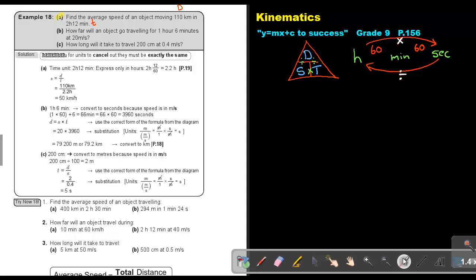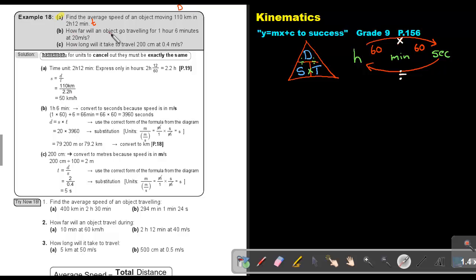Now, can I just remind you, if I want to take minutes to hours, then I will just divide by 60. So I will take that 12, I will divide it by 60, and then I will add the hours, and that will give me 2.2 hours. So look, if I want to work out speed, it's distance divided by time. So take your distance, divide it by the time, which is expressed only in hours, and that will give you 50 kilometers per hour.